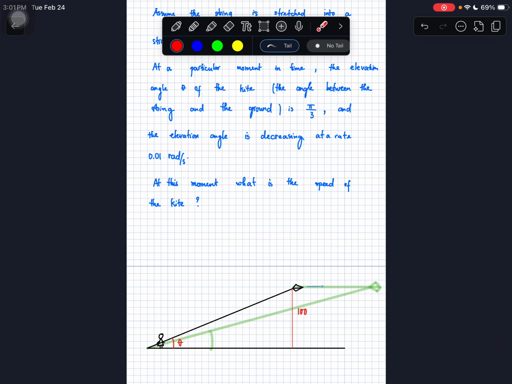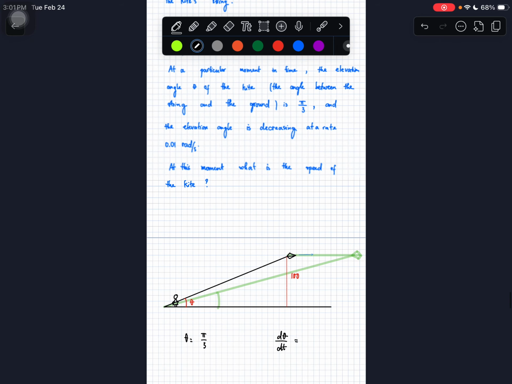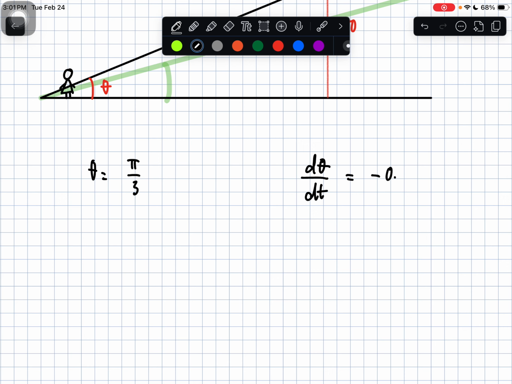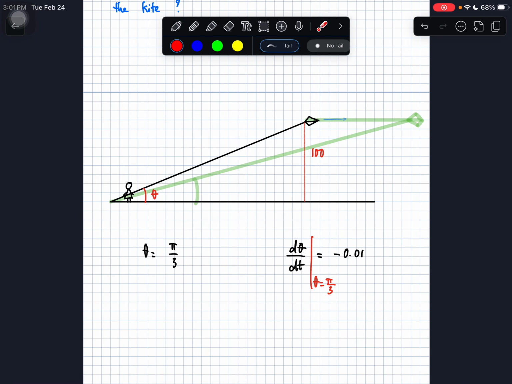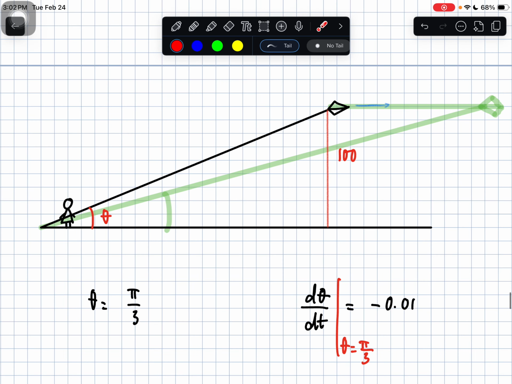So at the moment where the angle theta is pi over 3, consider where theta is pi over 3. d theta over dt is minus 0.01. This one is when theta is equal to pi over 3. They want us to compute the speed of the kite. So let's say this length is x.